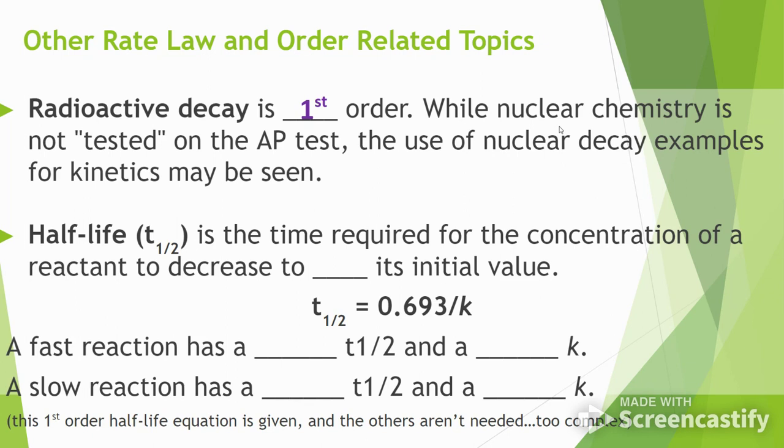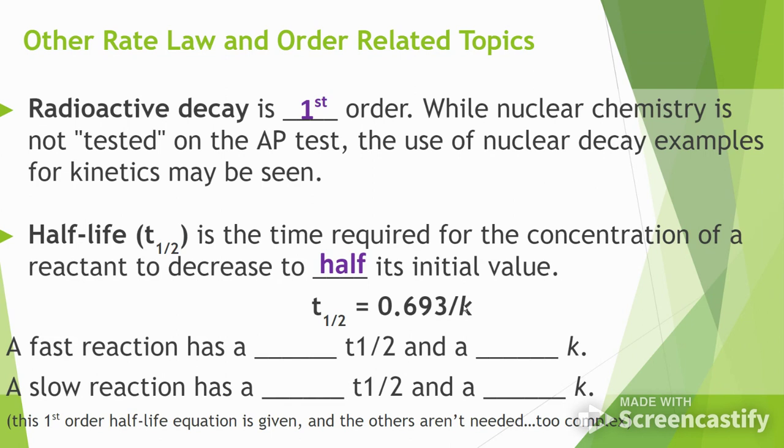Now, what is half-life? Specifically, it's the time required for the concentration of a reactant to decrease to half of its initial value. So the time it takes to become half as much. That's the half-life. And we have this equation, T1/2 equals 0.693 divided by K, that only applies to first-order reaction half-lives. And you'll notice it doesn't depend on any concentrations. It's just this funny 0.693 number divided by the rate constant K.